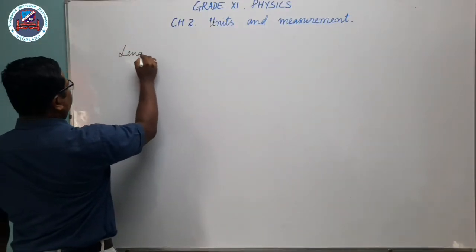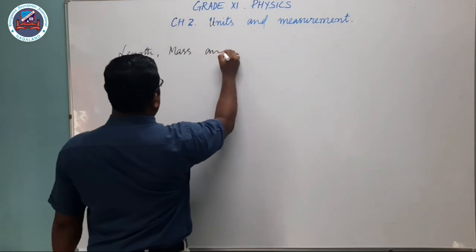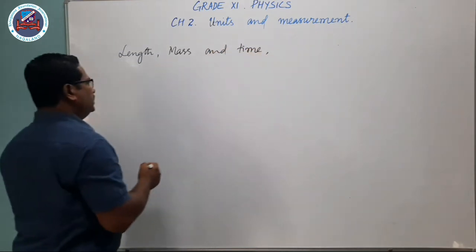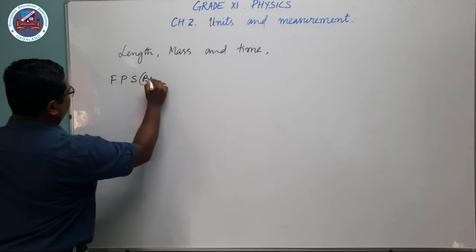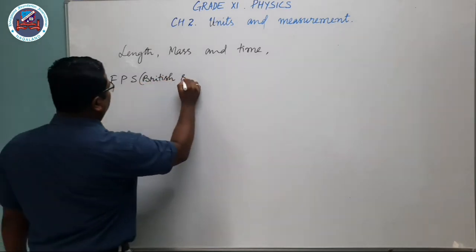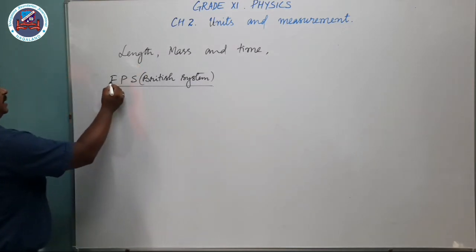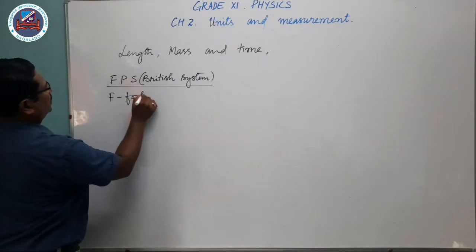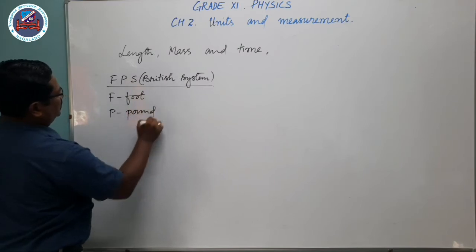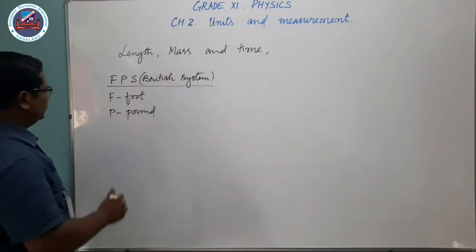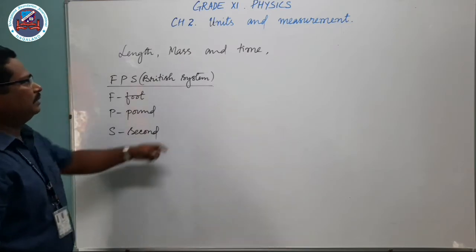For length, mass and time, these three base quantities, they were using the FPS system, or we call it as British system also. In this, length was taken as foot, F is for foot. The second one, that is pound, P is for pound, that was used for the measurement of mass. And S, that is second, that was used for the measurement of time.